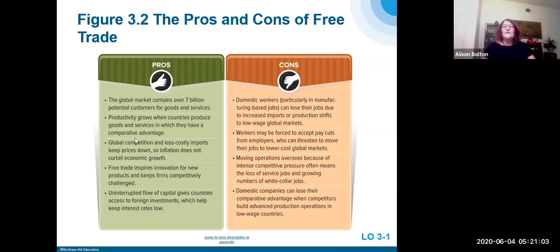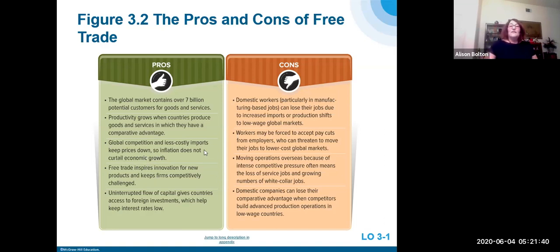Over here, what we're looking at is that there are quite a few customers available for services, over 7 billion potential customers. And then there's also lots of productivity, allowing countries to produce goods and services with what is known as a comparative advantage, and we'll talk about that more in a bit. And then definite global competition with less costly imports, which helps bring the prices down.